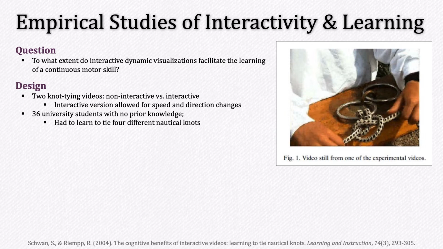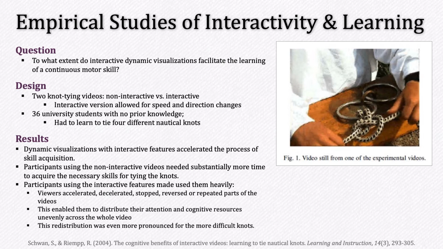The interactive version of the knot tying videos allowed the users to change the speed and the direction of the videos. Now, using those videos, they had 36 university students with no prior knowledge of how to tie knots learn to tie 4 different nautical knots. So what did they find out with this experiment? Well, they found out that dynamic visualizations actually accelerated the process of skill acquisition.